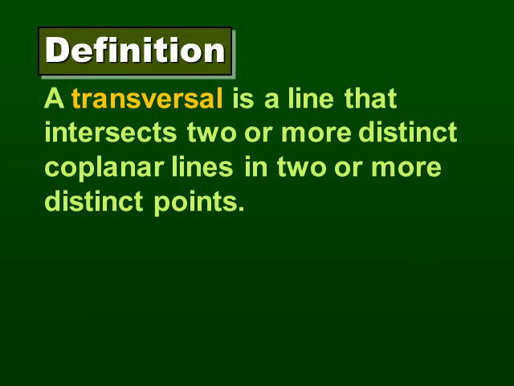This word transversal is probably new to you, so we need to talk about its definition in a little more detail than we've spent on other definitions. It's a line that intersects two or more distinct coplanar lines in two or more distinct points. So let's look at the next slide for some examples.